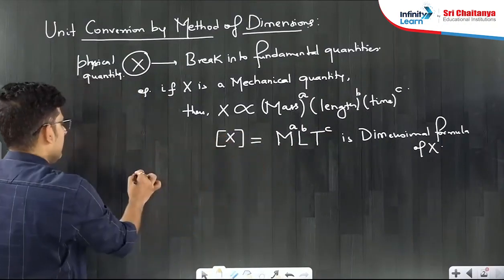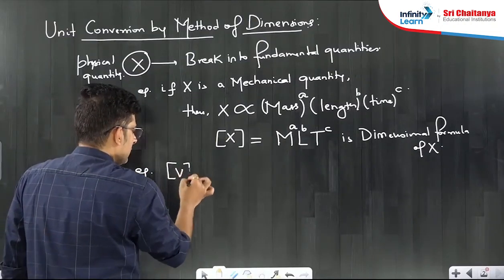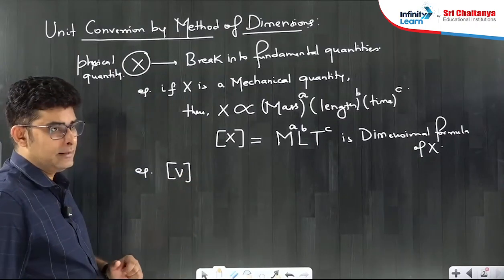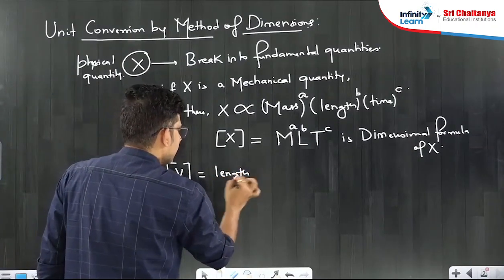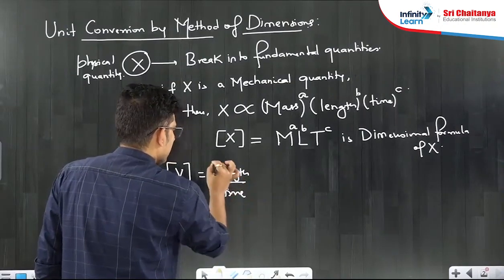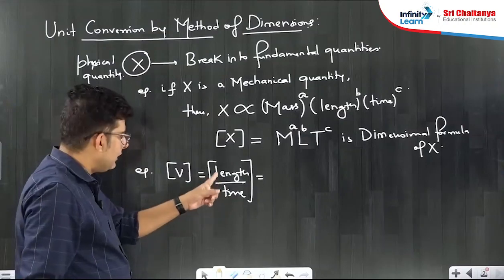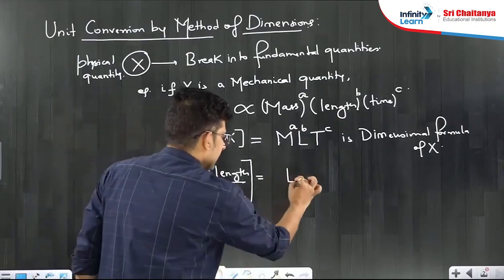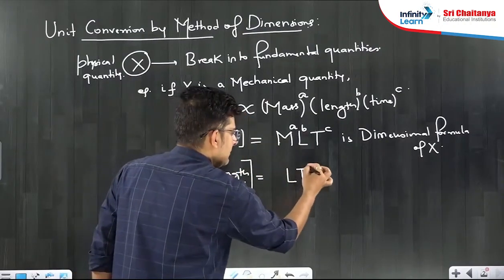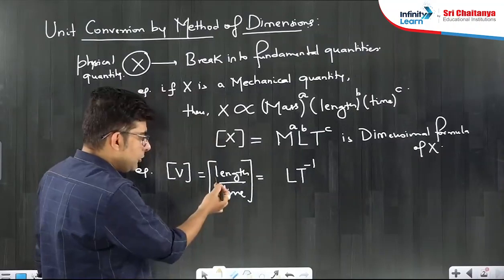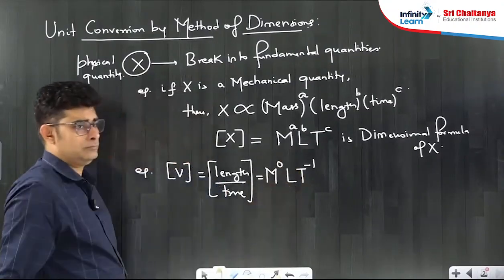For example, if I have speed, how can I write speed? You know speed is distance or length by time. So when you are writing length by time, length is capital L, time is capital T, and it will go up. Can I write L T to the power minus 1? What about mass? There is no mass, so I can write M to the power 0.